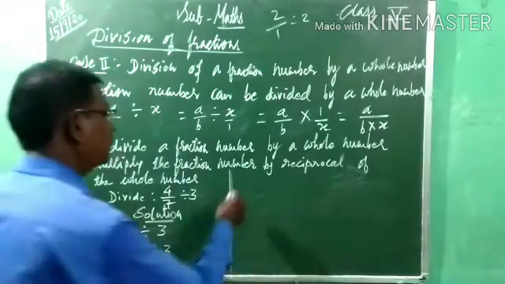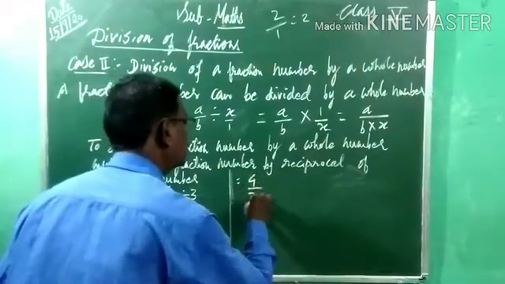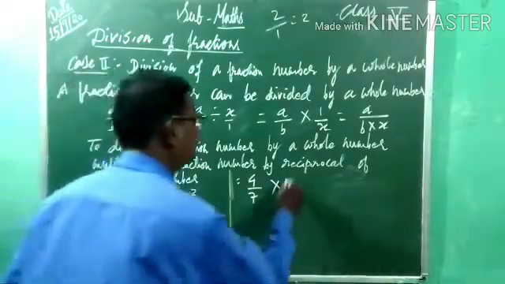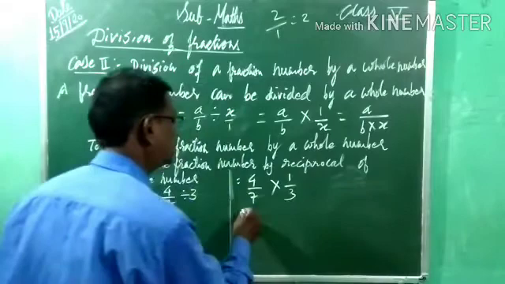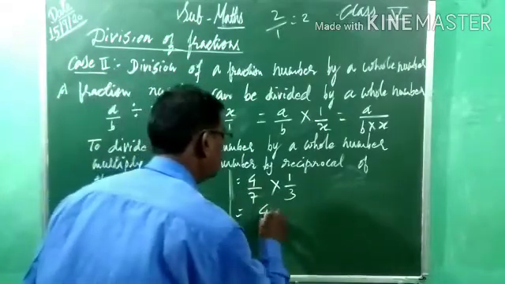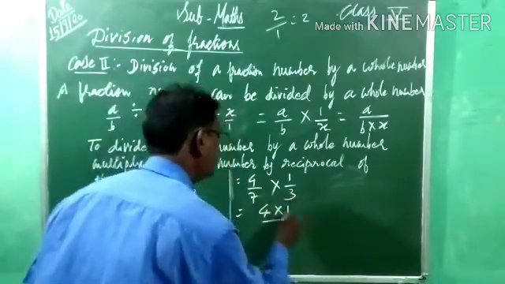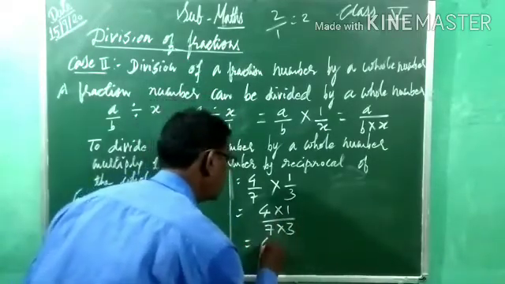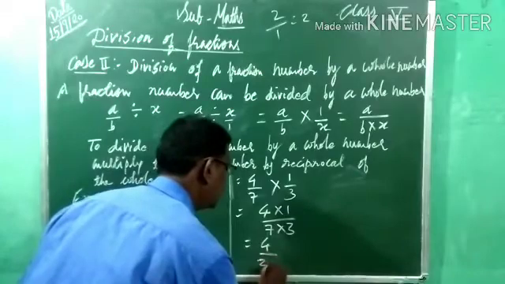Okay. Now 4 by 7, take the reciprocal. So into, what is the reciprocal of 3 by 1? 1 by 3. Understood this? 1 by 3. Now 4 into 1, and here 7 into 3. Now 4 ones are 4. Okay. Now 7 threes are 21.